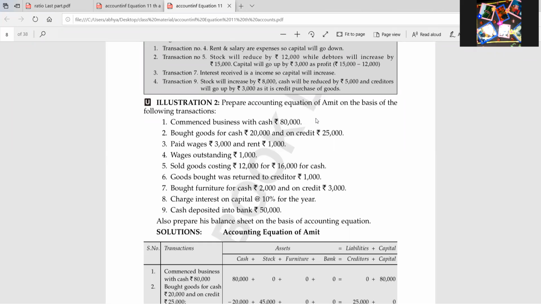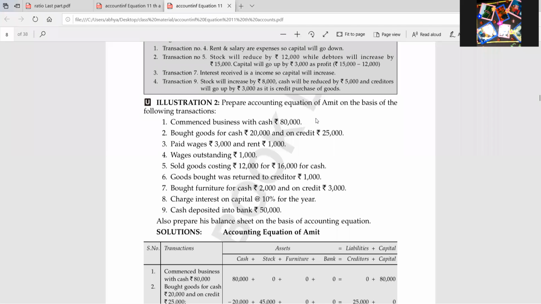So whenever interest on capital is given, the first point to be noted is that you have to calculate it on the capital given in the beginning. Okay. So what is the capital given here? 80,000. So 10% of the 80,000 will be, what will be 10% of 80,000? Yes, 8,000. Very good. 8,000. So that is the interest on capital which the business is supposed to pay to the businessman.